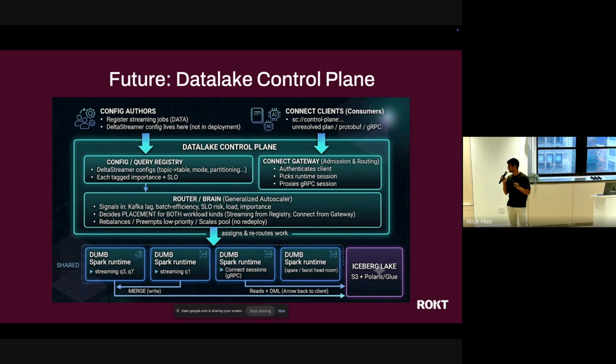So the idea here is that in the future, what we'd like to have is some sort of data lake control plane where people are going to have their specific configs. And we are going to be a little bit smarter about where we are actually running those. At the very bottom, you can see that all we need is some Spark runtimes, so that we can take those streaming queries and just run them where we need to. We can do the same for Spark Connect with a Spark Connect gateway.